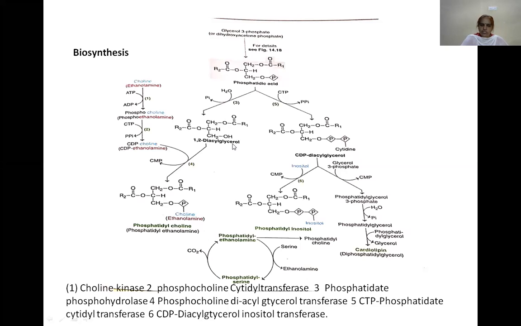Now see how phosphatidylcholine is formed. Choline, when condensed with ATP, produces phosphocholine. This reaction is catalyzed by a kinase. Which kinase? Choline kinase.